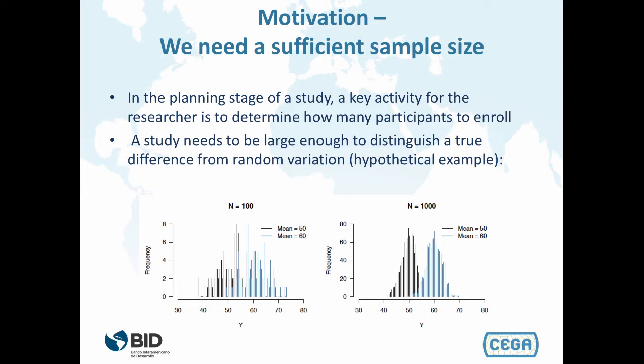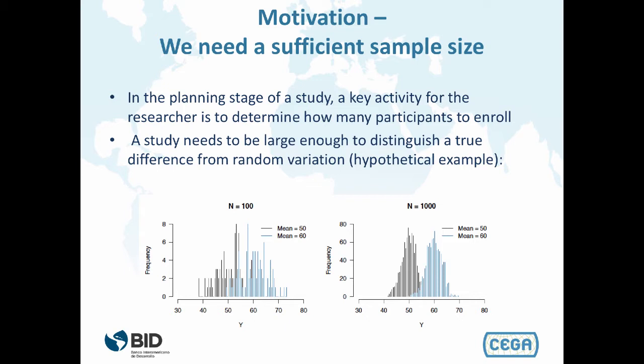Let's look at this hypothetical example. Below, we have two graphs, one where the sample size is 100, the one on the left, and another where the sample size is 1,000, the one on the right. There are two distributions, the treatment group and the control group, the blue and the black group. In both of them, the mean of the blue group is 60 and the mean of the black group is 50. The difference between those two means in both cases is 10. How do we know whether or not this difference of 10 is statistically significant?